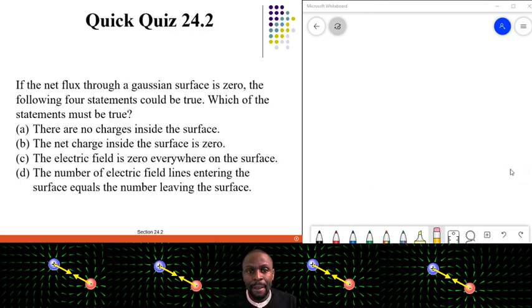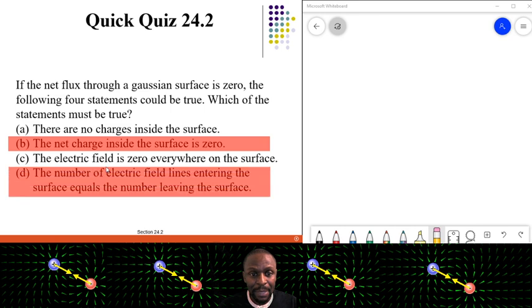Right. Now, let us also do the following quick quiz. If the net flux through a Gaussian surface is zero, the following four statements could be true. Which of the statements must be true? A, there are no charges inside the surface. B, the net charge inside the surface is zero. C, the electric field is zero everywhere on the surface. And D, the number of electric field lines entering the surface equals the number of electric field lines leaving the surface. That must be correct. And B must also be correct, that the net charge inside the surface is zero.